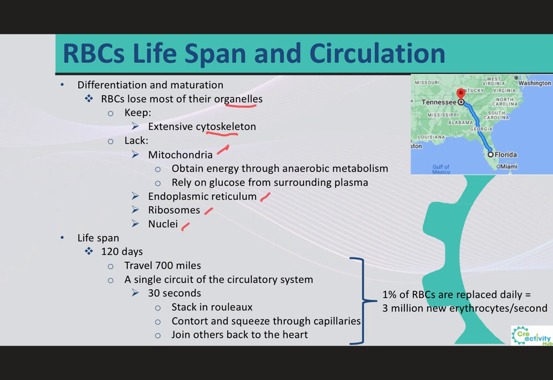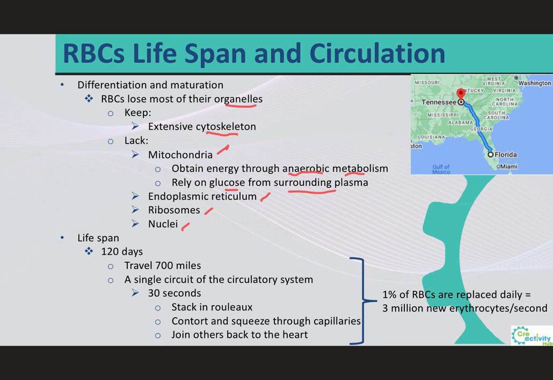And where will they get their energy from without having mitochondria? Well, they can obtain energy only through anaerobic metabolism, and they also rely on glucose that's obtained from the surrounding plasma. And why is this mechanism so important? Why is it that red blood cells lack mitochondria? Wouldn't it just be easier to be a normal cell like all the others and have mitochondria?